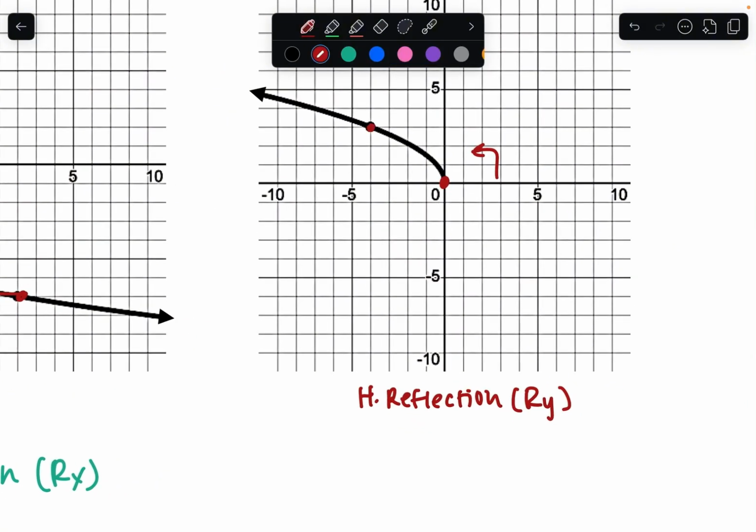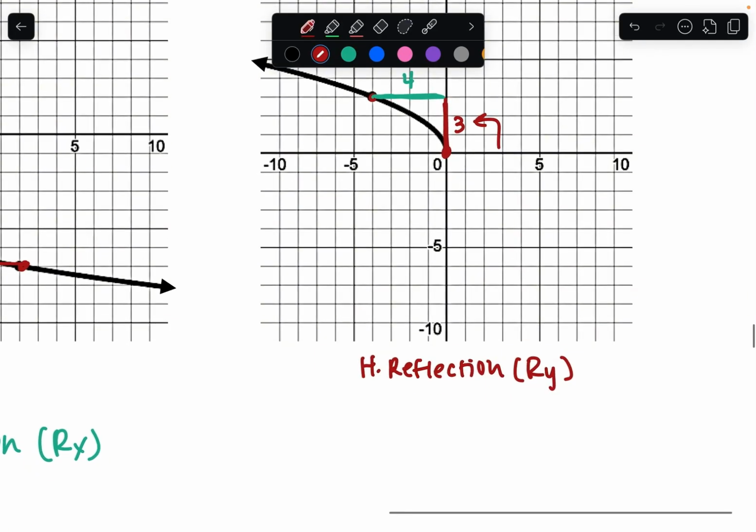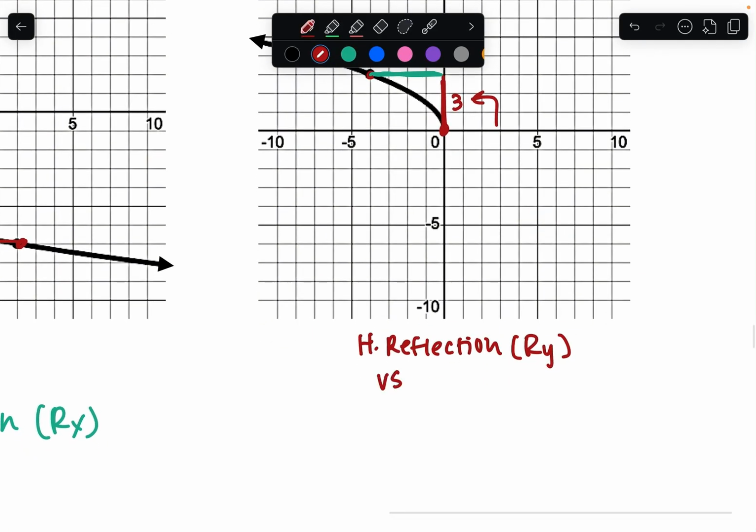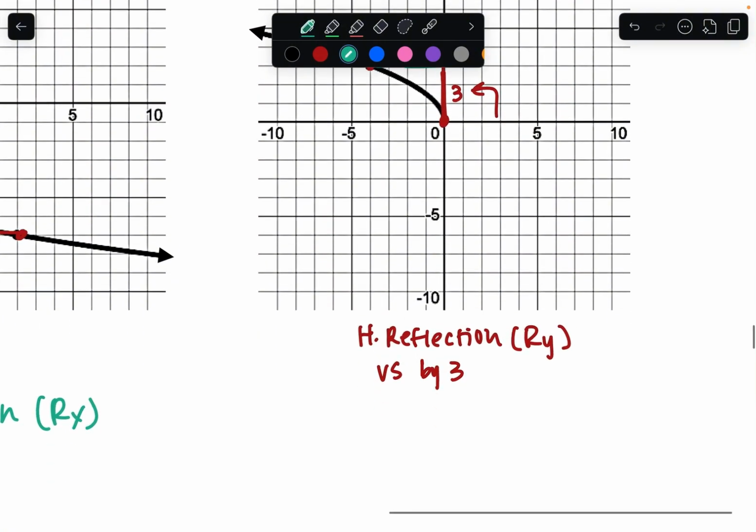Okay, and so to see our stretch or compression, we have this other point here, and so usually our y distances go up by 1s, and this time it's going up by 3. Okay, and then our x distance is usually 1 for our first point, and this time it is 4. So I see that there is a vertical stretch by 3, but also a horizontal stretch by 4.